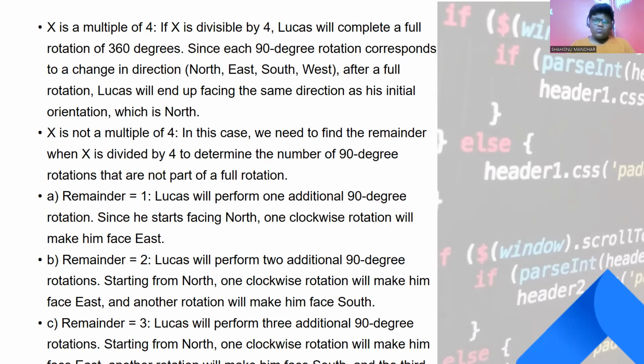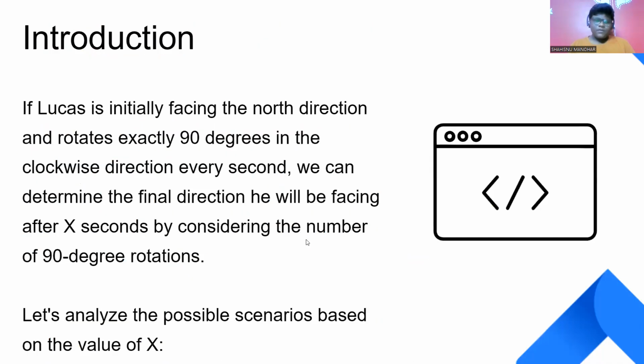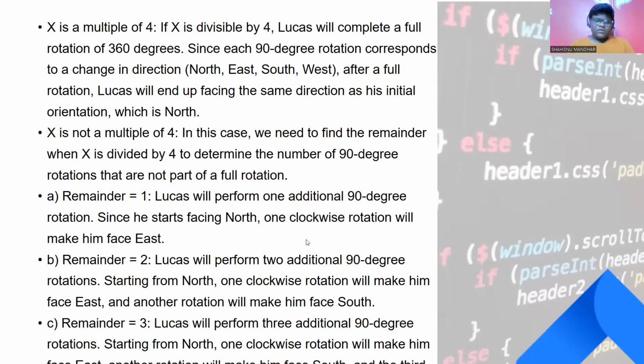If the remainder is 2, Lucas will perform two additional 90-degree rotations starting from north. One clockwise rotation will make him face east, and another rotation will make him face south. If the remainder is equal to 3, Lucas will perform three additional 90-degree rotations starting from north. One clockwise rotation will make him face east, another will make him face south, and the third will make him face west, and so on.